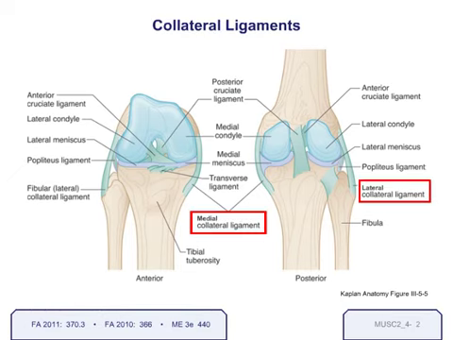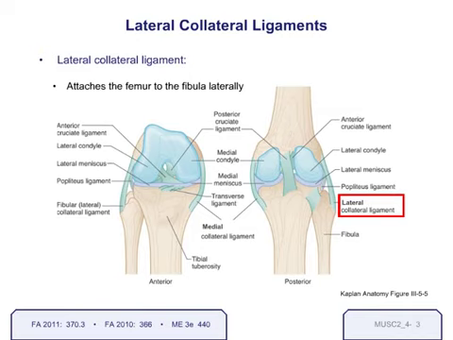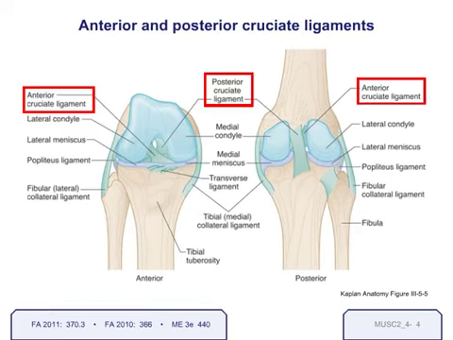Now, the medial collateral ligament is going to attach the femur to the tibia on the medial side of the leg. And the LCL, or the lateral collateral ligament, is just going to connect the femur to the fibula on the lateral side of the knee. So medial collateral ligament, MCL, and the lateral collateral ligament, the LCL. Then inside the knee joint itself, you have two more.